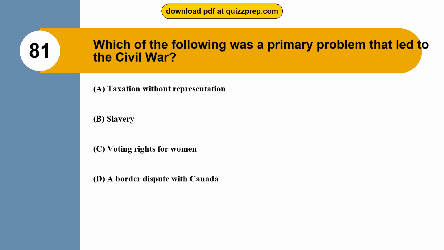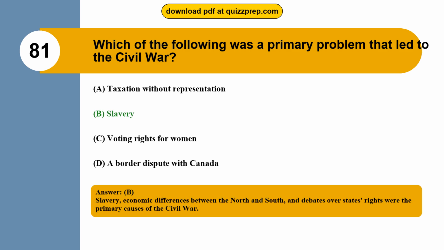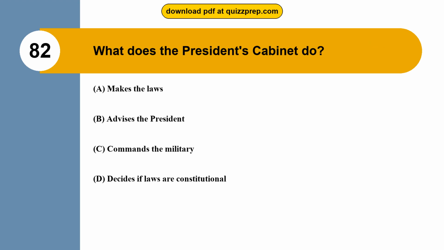Question 81. Which of the following was a primary problem that led to the Civil War? Option A, taxation without representation. Option B, slavery. Option C, voting rights for women. Option D, a border dispute with Canada. The correct answer is option B, slavery. Slavery, economic differences between the North and South, and debates over states' rights were the primary causes of the Civil War.